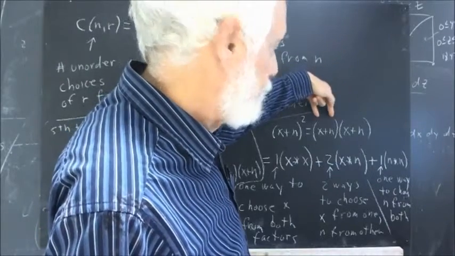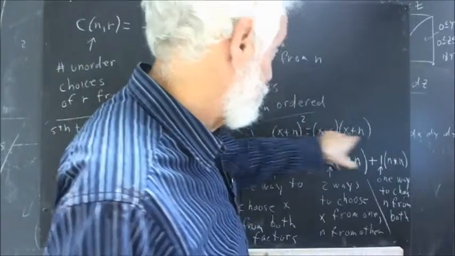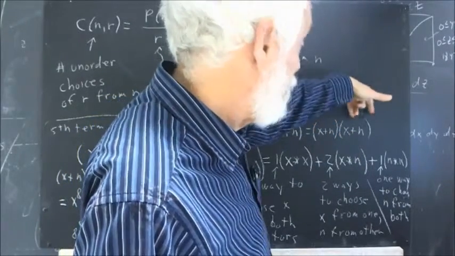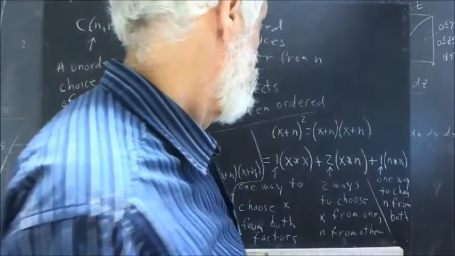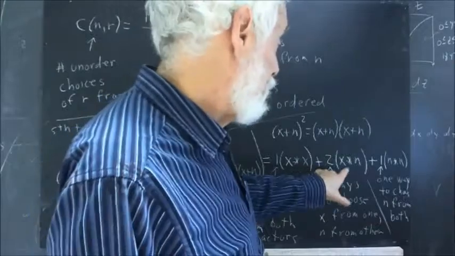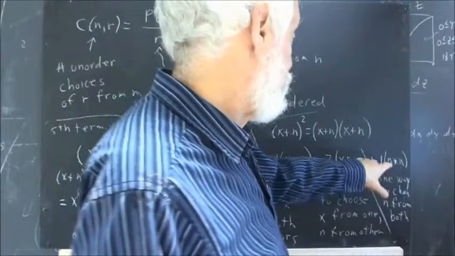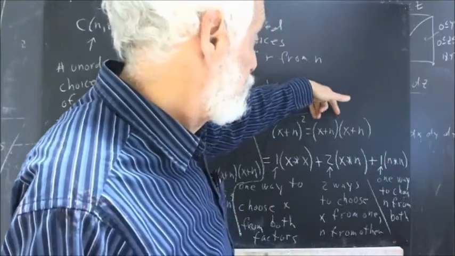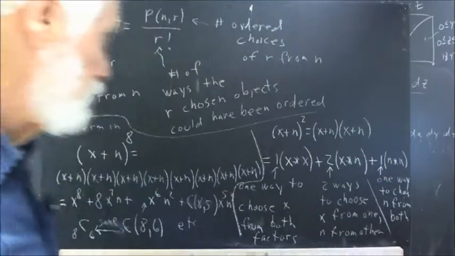We could choose x from the first binomial and n from the second, which gives us x times n. And we could choose n from the first and x from the second, which also gives us x times n. So we have two ways of getting x times n. And how many ways are there to get n squared, or n times n? Just one way. We have to choose n from each of the two binomials.